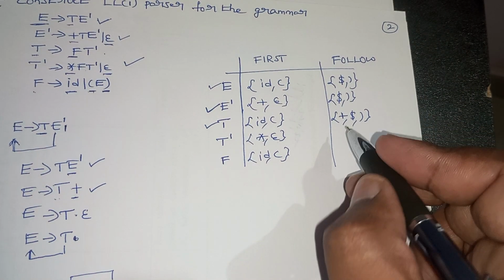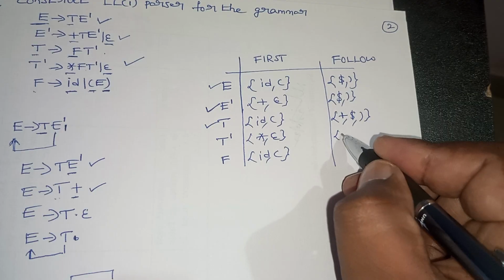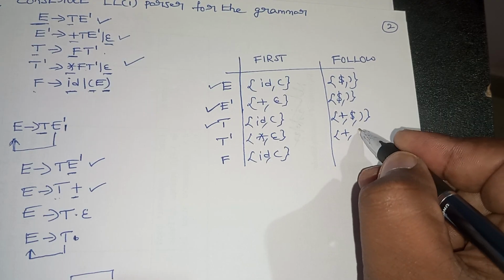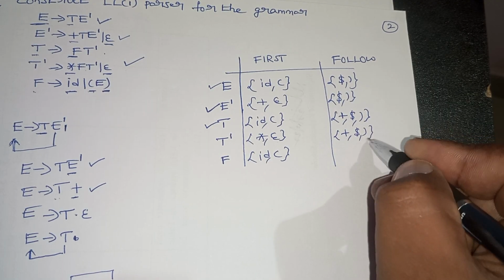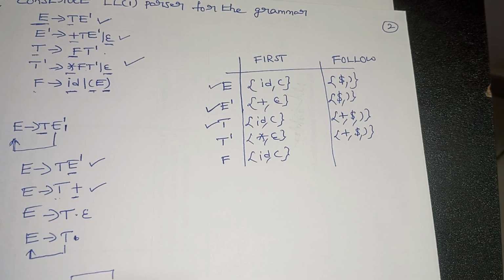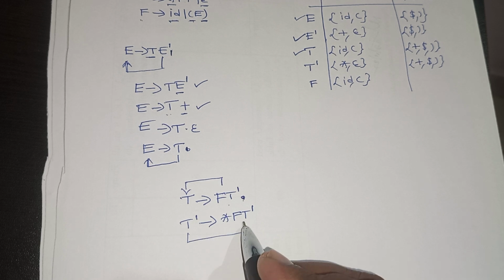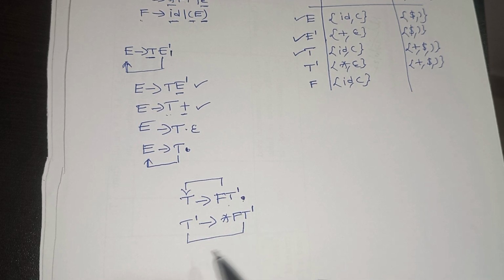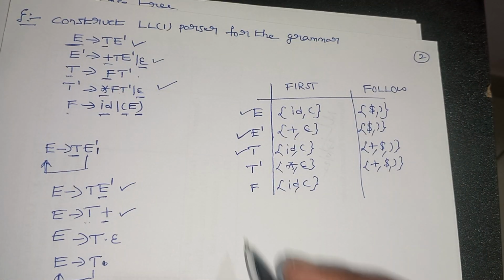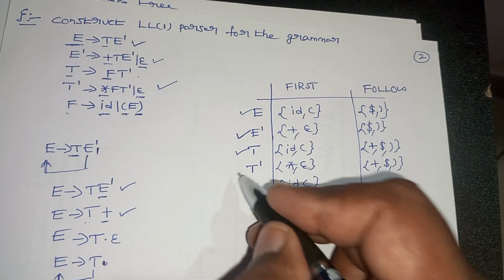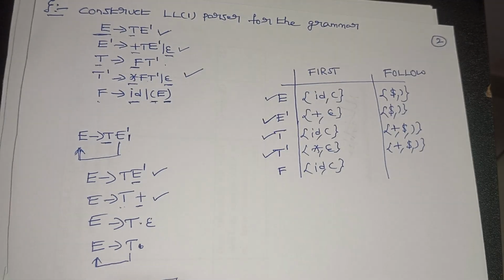What is the follow of T? So follow of T is plus, right parenthesis, dollar. Now here follow of T dash is the same as follow of T, nothing to write there. That is about the follow of T dash. Now, last one.